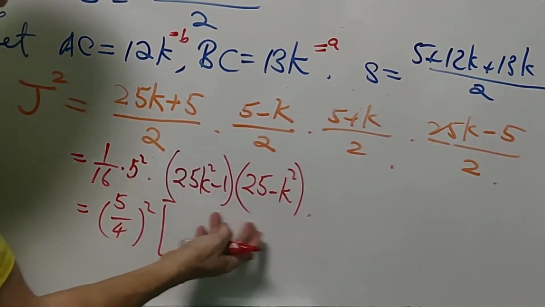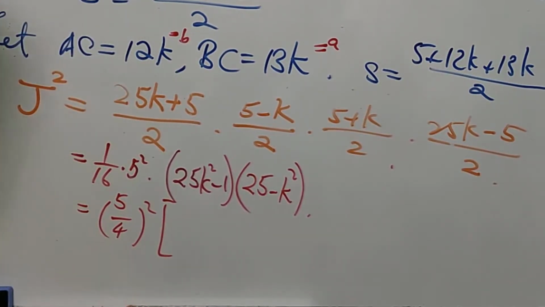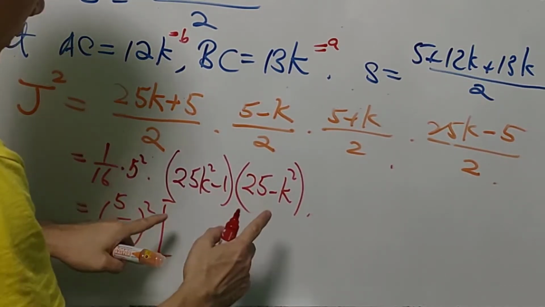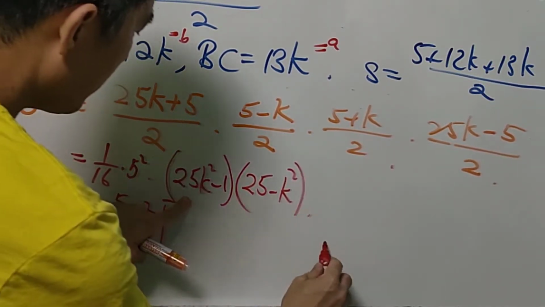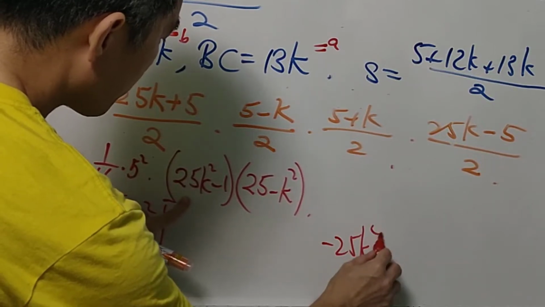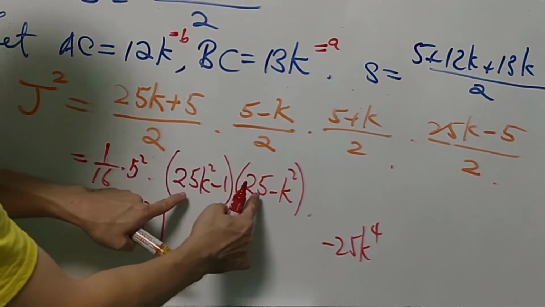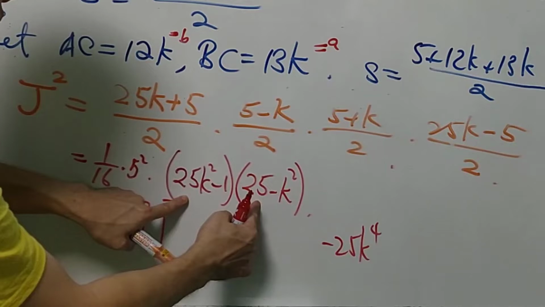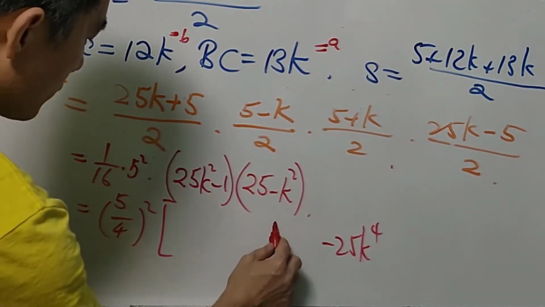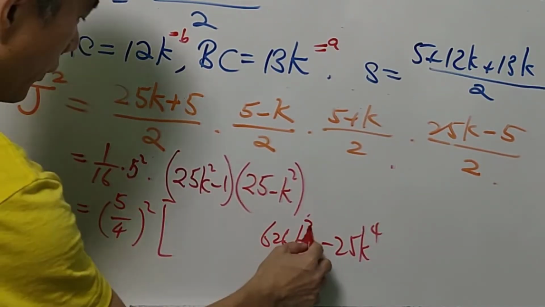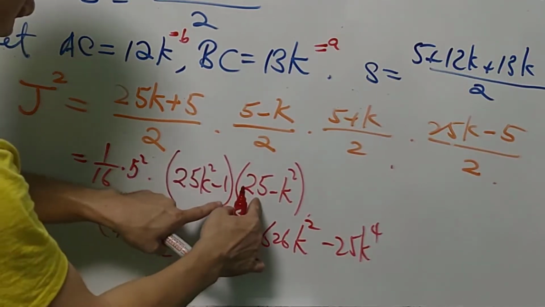After expanding, this expression is actually a quadratic equation in K squared, which means that this will give us negative 25K to the power 4, and this is 25 squared, that is 625 plus 1, so that's 626K squared and negative 25.